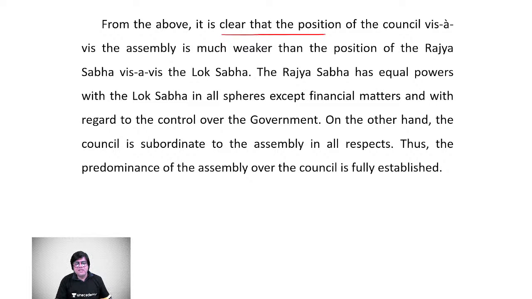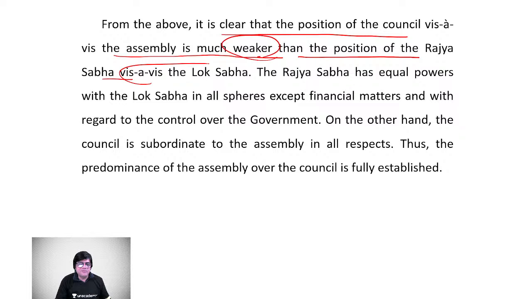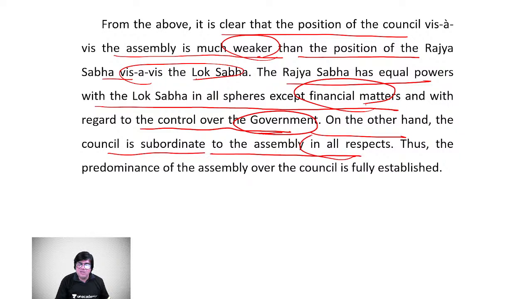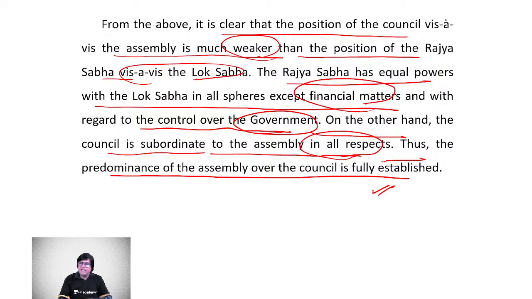So it is clear, therefore, that the position of the Council vis-a-vis that of the Assembly is much weaker than the position of Rajya Sabha vis-a-vis the Lok Sabha. Rajya Sabha has equal powers with the Lok Sabha in all spheres except in financial matters and with regard to control over the government, because the government is responsible. The Council of Ministers, as per Article 75, Clause 3, is responsible to the Lok Sabha, right? On the other hand, the Council is subordinate to the Assembly in all respects. Thus, the predominance of the Assembly over the Council is fully established. So we see the legislative procedure is such that the Assembly has got predominance over the Legislative Council.